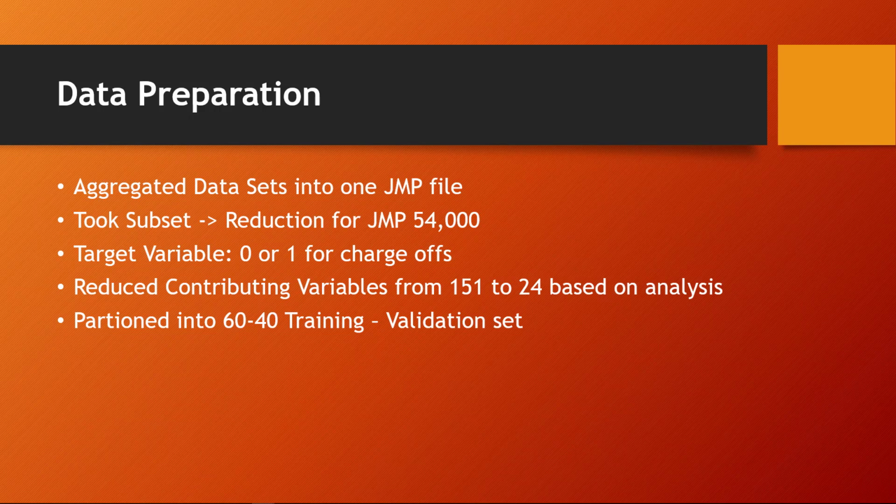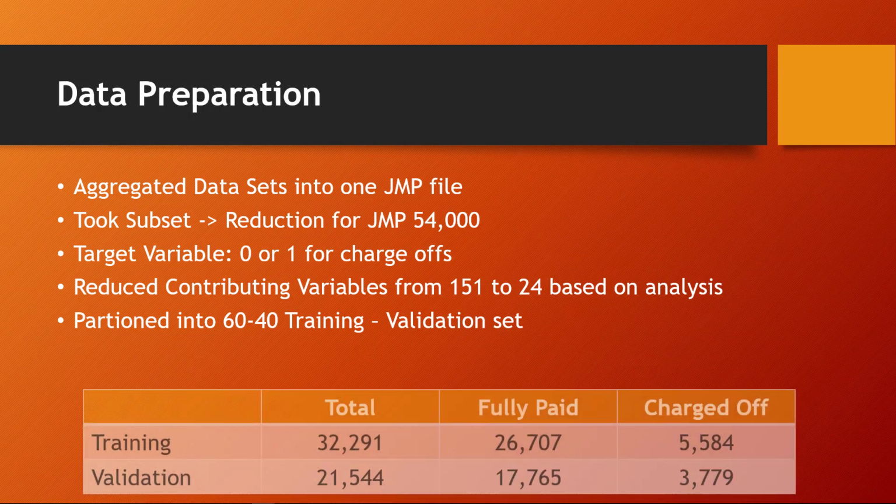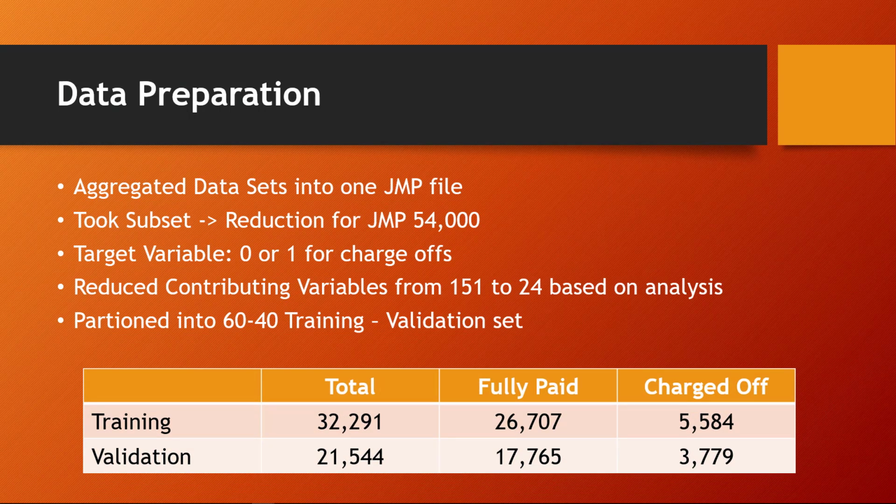We integrated 9 different types of loan status to 2 options of 0 or 1 for our target variable of charge-offs. This involved removing records that did not match these statuses. We examined histograms, correlation charts, did bivariate analysis, and finally looked at the log-worth values to reduce our independent variables to 24 from the original 151. After setting up a 60% training and 40% validation split, we were left with a number of records shown in the slide.